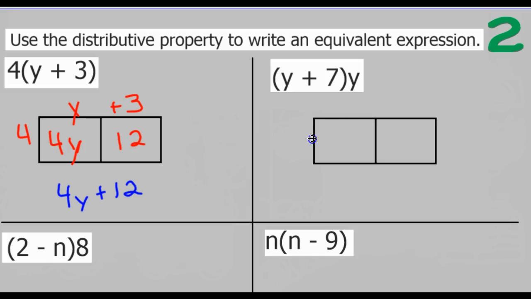The next one, our y is on the outside, so it doesn't really matter where we put the y. For this one, let's try putting the y out here. So we have y plus 7 on top. Y times y, that's going to give us y squared. And y times 7 is 7y. So our new expression will look like y squared plus 7y. Remember to add the y on when you're multiplying a y by some other single number.